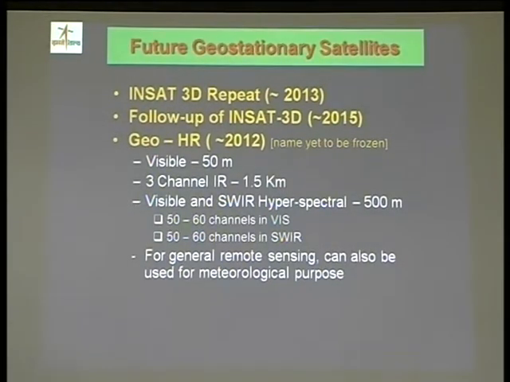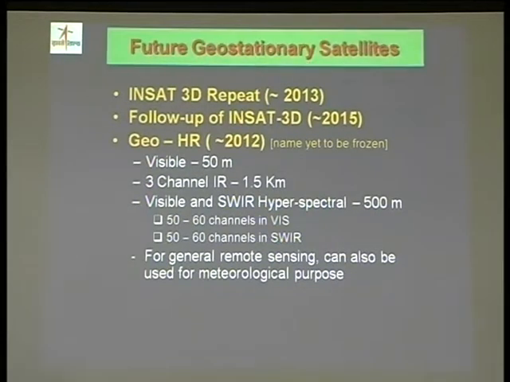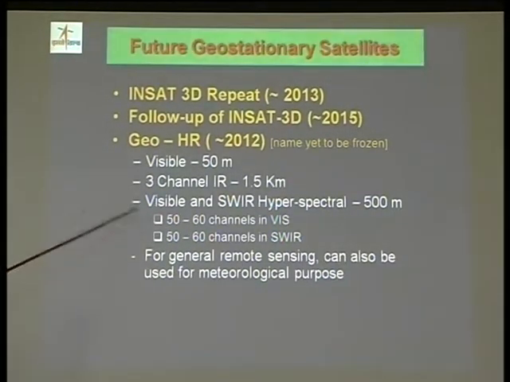A few slides, because these are the future geostationary satellites. These are the current satellites. So INSAT-3D is planned for 2013. And then, because we do not want this satellite to be in orbit for 5-6 years and then we do not have any data, for continuity we have planned INSAT-3D repeat in 2015, and then a geostationary hyperspectral sounder in 2012.